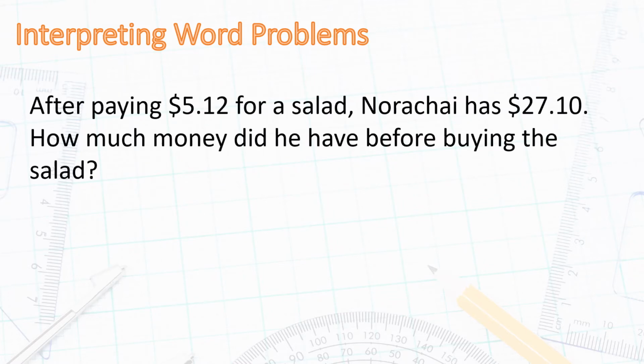Next one: after paying $5.12 for a salad, Narachai has $27.10. How much money did he have before buying the salad? So you notice this time I read through the entire problem first. That's really what we should be doing. Read through it once first, get it clear in your head. Okay, what's going on? Narachai is buying a salad. He paid $5.12 for the salad. He has $27.10 left. So how much did he start with?